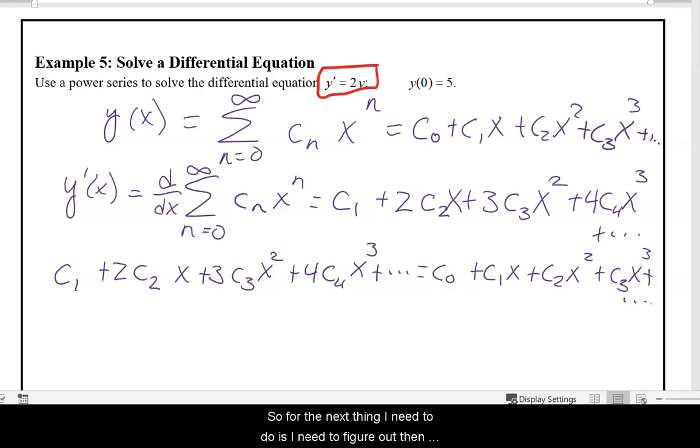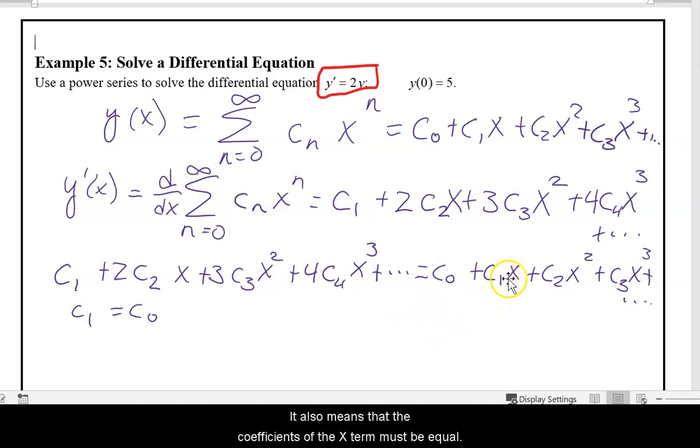So the next thing I need to do is figure out how to equate the two sides. If this generates a power series and this generates a power series, the uniqueness of power series tells me they must be the same thing if they are equal. And they are equal, and we know that from the differential equation given in red. That means that C1 must be equal to C sub 0.